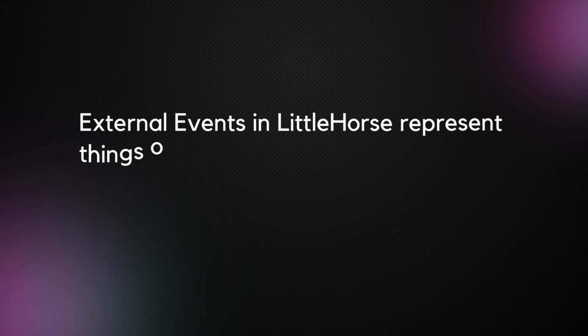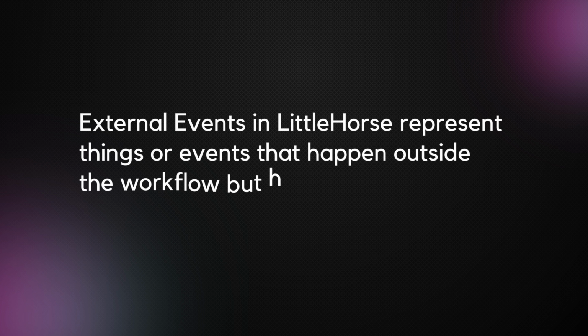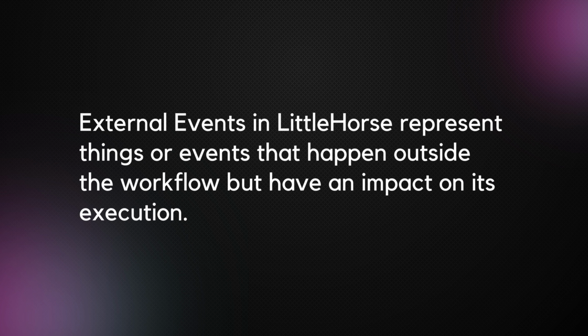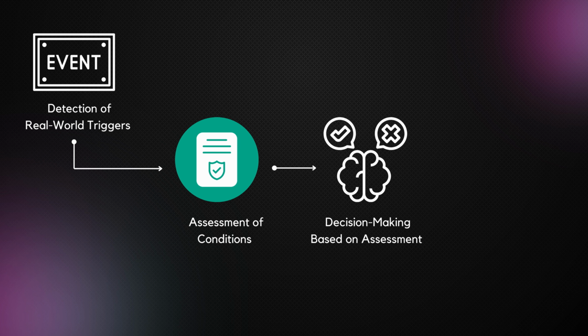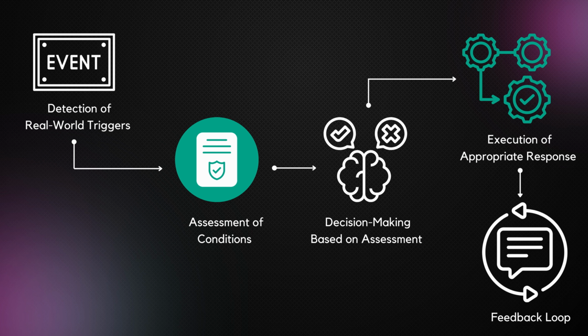First, let's clarify what external events are in the context of LittleHorse workflows. External events in LittleHorse are used to represent things or events that happen outside the workflow but have an impact on its execution. These events allow the workflow to interact with and respond to real-world triggers and conditions dynamically. This feature is particularly crucial in systems that depend on external data or need to react to real-world changes, like our IT incident management system.